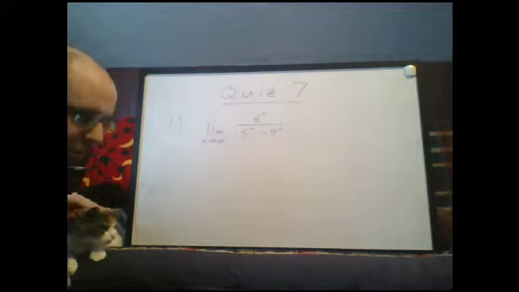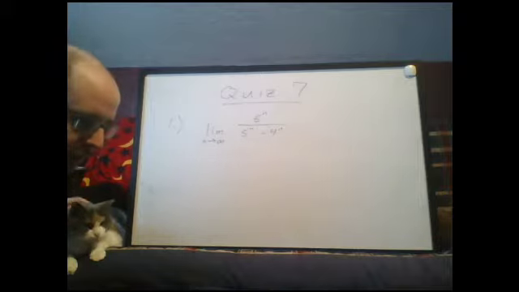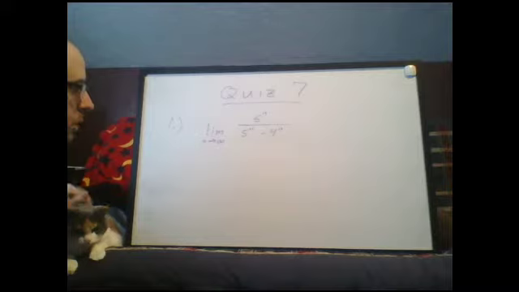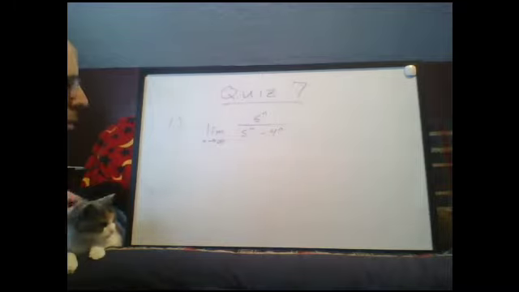All right, so this quiz covers sections 11.1 and 11.2. 11.1 was just finding limits of sequences. So our first problem was this: the limit of 5 to the nth power divided by 5 to the nth power minus 4 to the nth power.